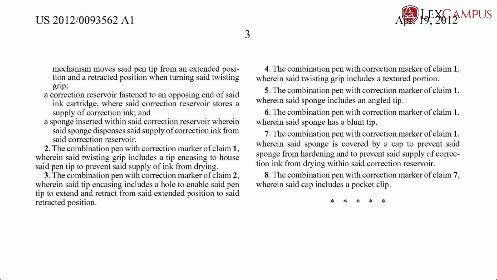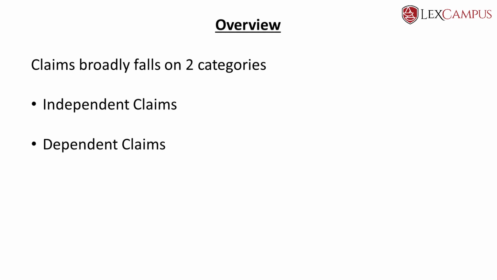So, you cannot read any of the claims 2 to 8 without reading claim 1. So, 2 to 8 are dependent claims because there is a cross reference to an earlier claim. Claim 1 is an independent claim. So, claims broadly fall into two categories. The idea between a dependent claim and an independent claim is that independent claims can stand on their own.